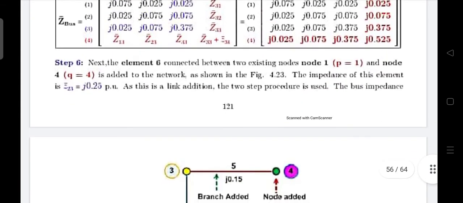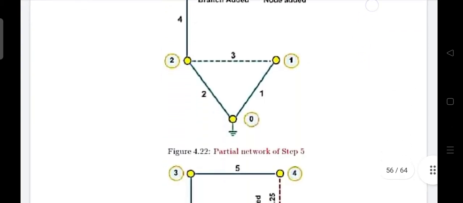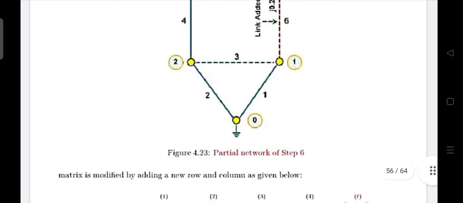Now for the sixth step, we are adding impedance between existing two old bus, node 1 and node 4. Okay, so again modification 4 and its impedance is j0.25. Okay, so it will be shown here, 6th line.